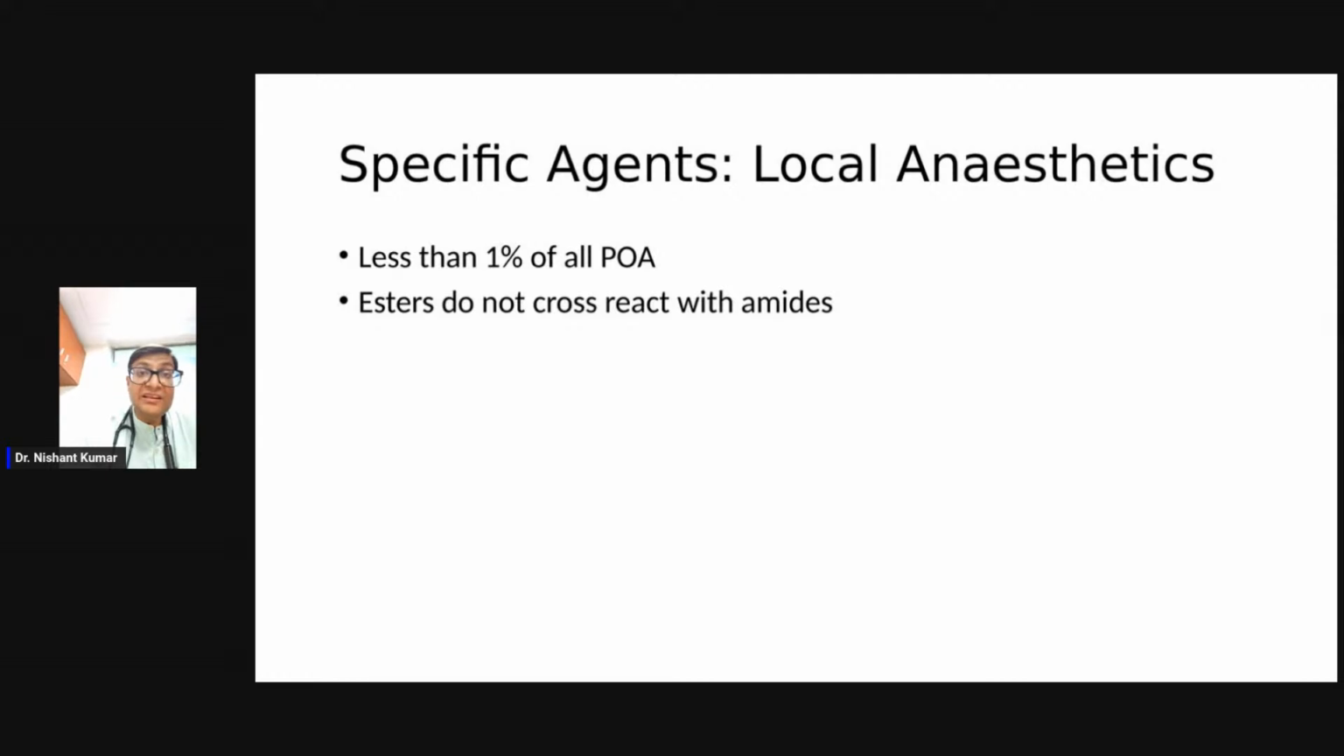Local anesthetics less than 1%, and esters do not cross-react with amide. So if there has been a reaction with amide, you can still use esters and vice versa. Next, please.